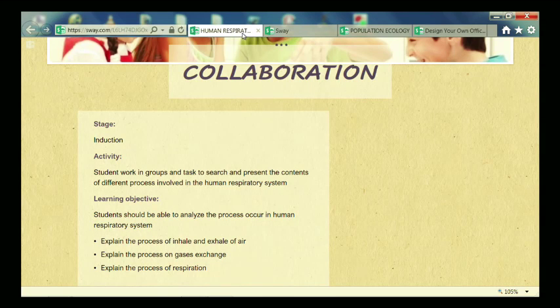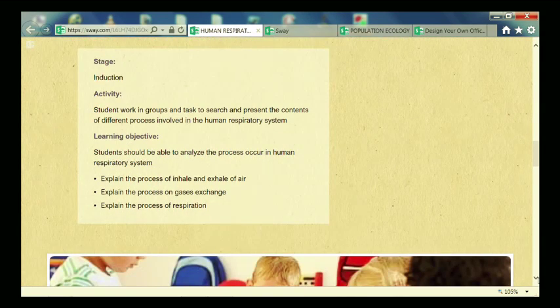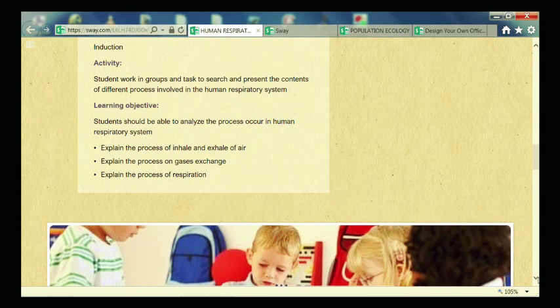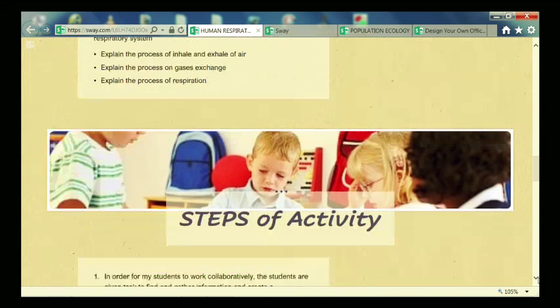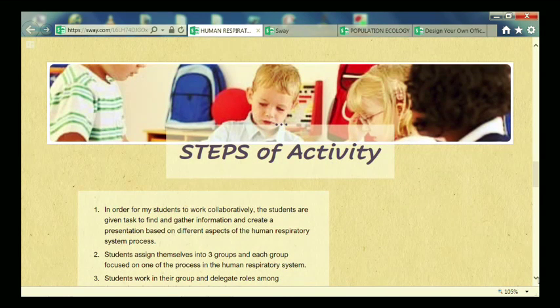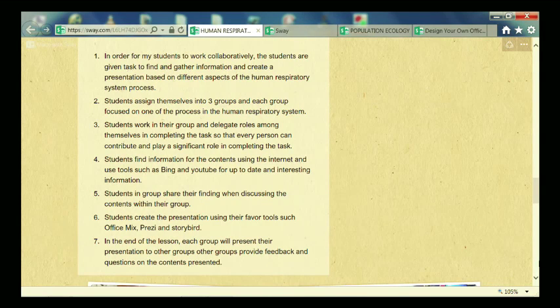The learning objective is that the student is able to analyze the process involved in the human respiratory system, which is the process of inhale and exhale of air, and explain the process of gases exchange, and also explain the respiration process. Now, for the steps of the activity, in order for my students to actively collaborate among themselves, the students are tasked to design and create a presentation and also to find the information regarding their task, okay?